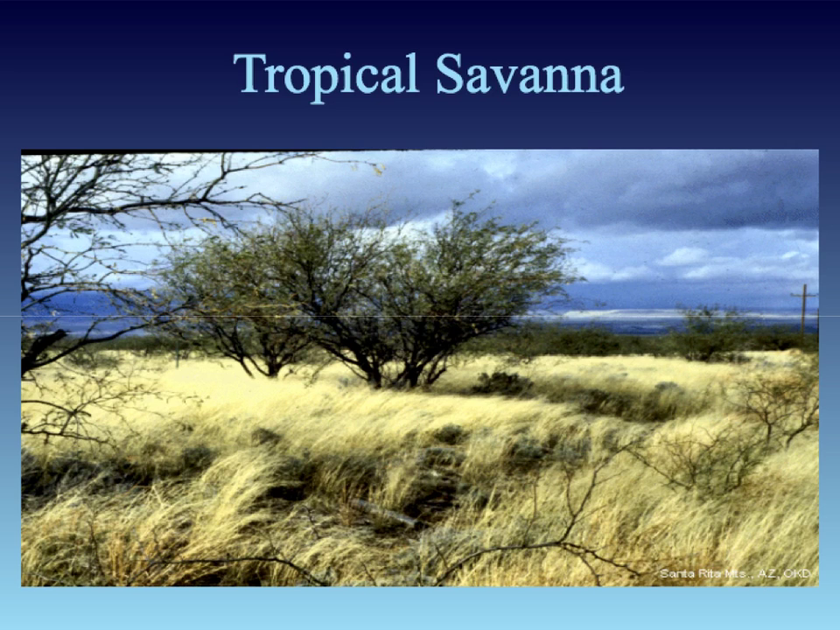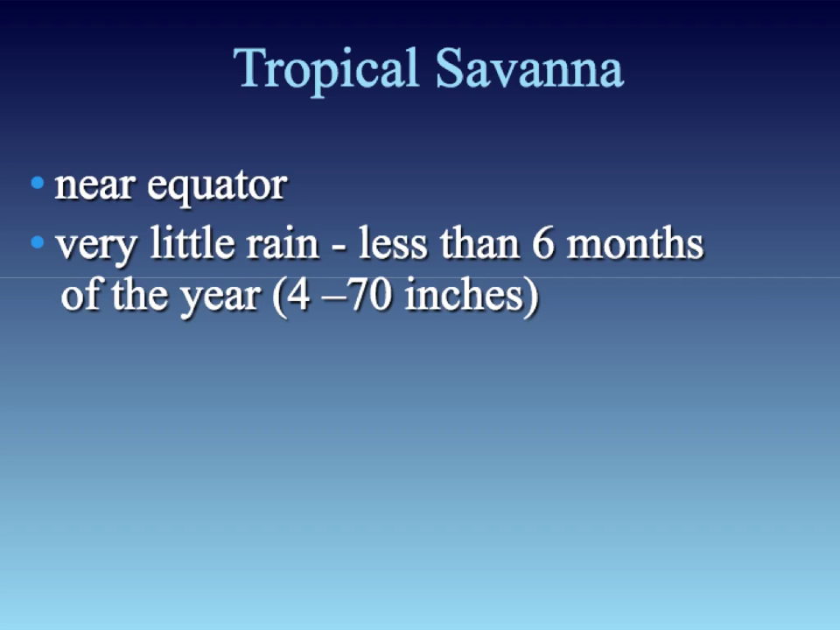The next terrestrial biome is the tropical savanna. The tropical savannas are located near the equator, just like the tropical rainforests. But in the tropical rainforest we get a lot of rain, whereas the tropical savanna gets very little rain, less than 6 months of the year. They get 40 to 70 inches of rain, so very little compared to the tropical rainforest, but they do get more rain compared to a desert.